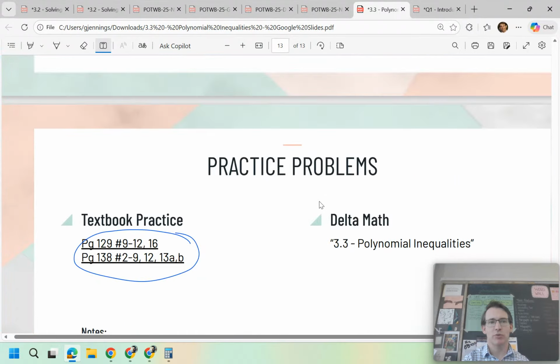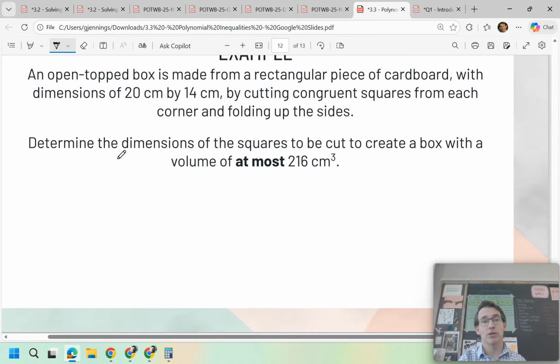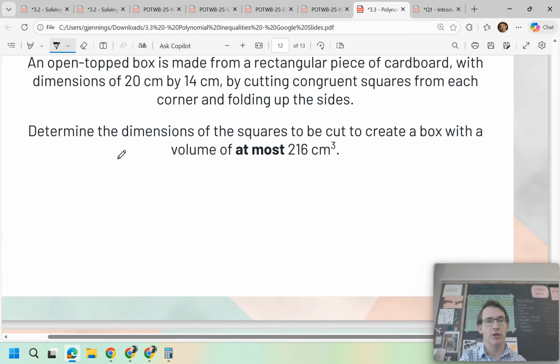All right, this is the last one. Okay, I see 216 centimeters cubed, so that's 6, right? So an open top box, cutting a rectangular piece of cardboard. Ah, good to review this one. Why do we want to review this one? It shows up in a lot of places. Hint, hint. We had this example on the polynomials test, and it was tricky to a lot of people. So let's walk through it.